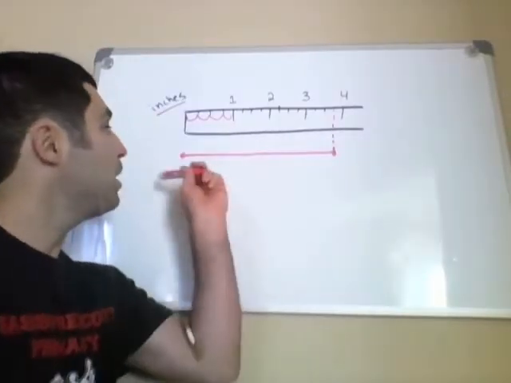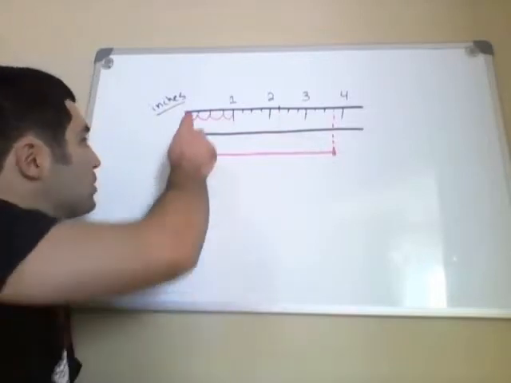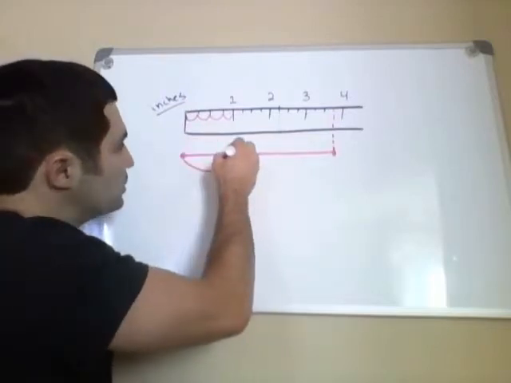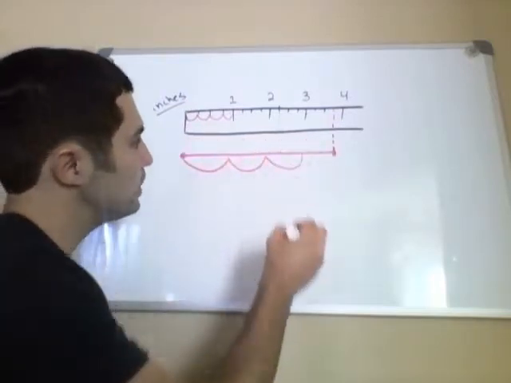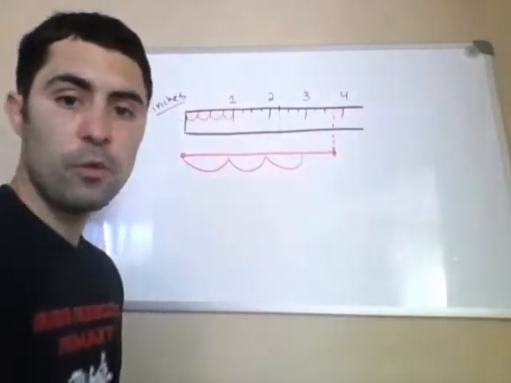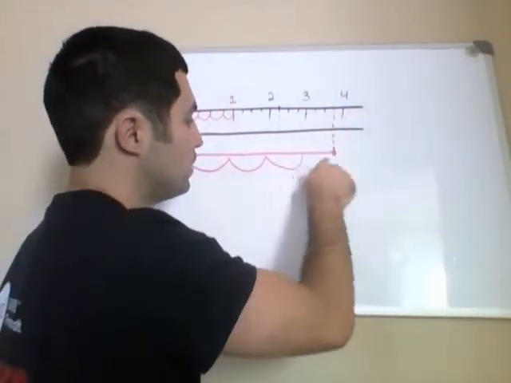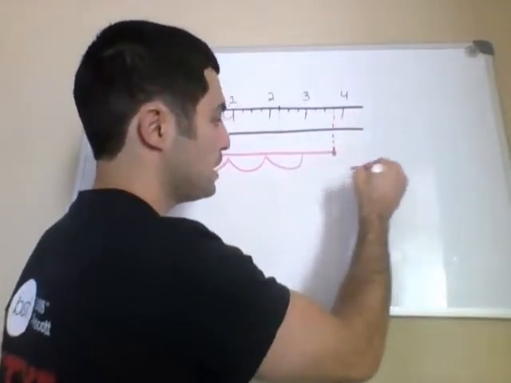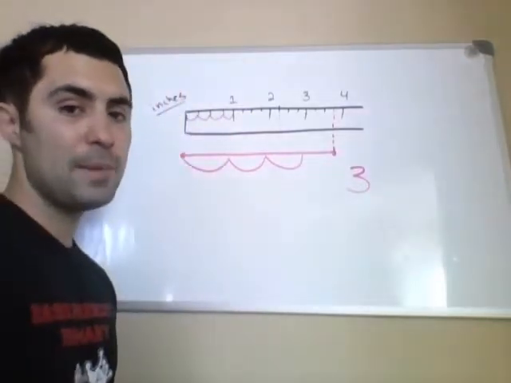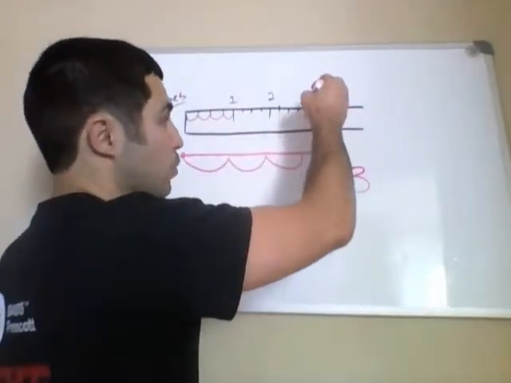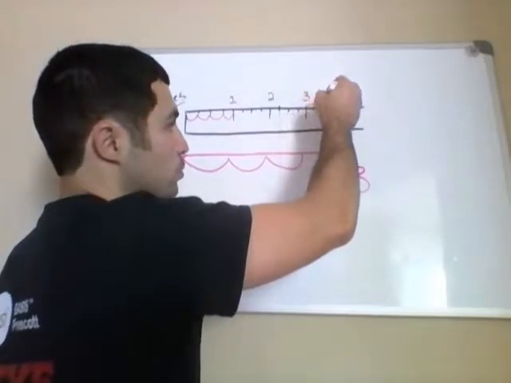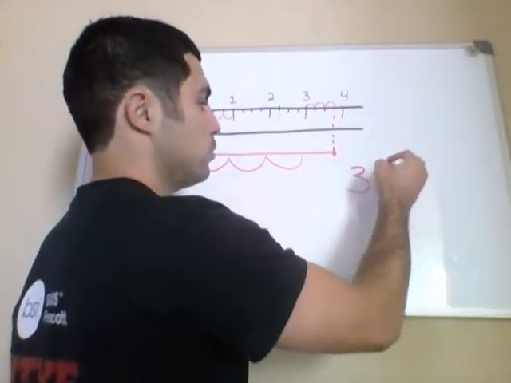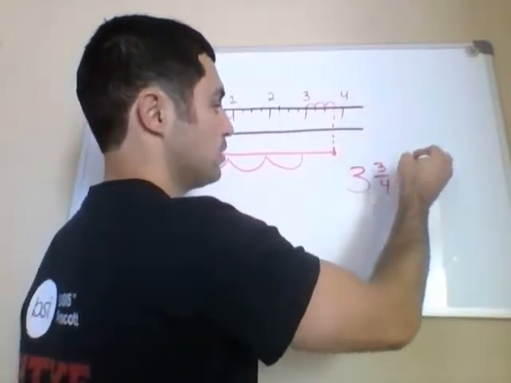Alright, here's a little example. How long is this pink line here? Starts at the beginning right there, and we're going to go over 1 inch, 2 inches, 3 inches. We don't quite make it to 4 inches. So we know that it's at least 3 inches long, but not 4 inches. So write a 3, and then we're going to determine how much past 3 it is. Let's count the quarters. 1/4, 2/4, 3/4. So this line would be 3 inches and 3/4 of an inch long.